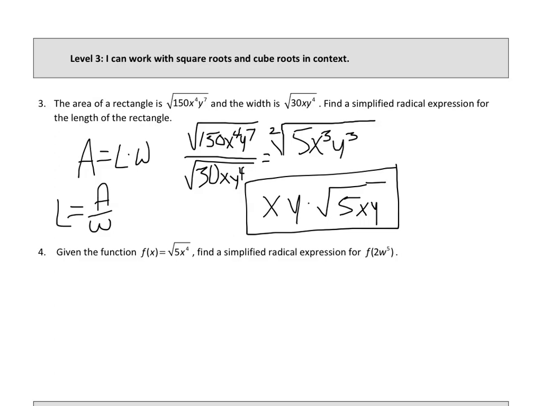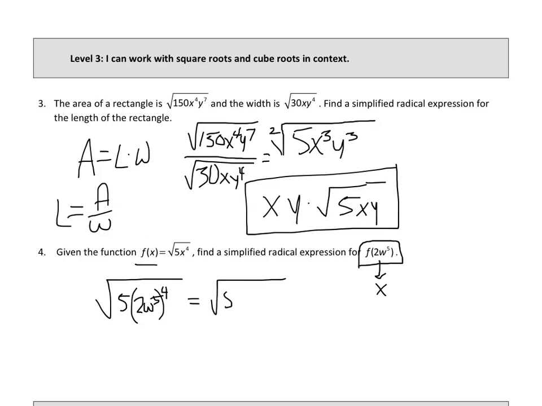Okay, so now the next one is a little bit different. It has to do with function notation. Keep in mind that when you see this over here, f of 2w to the 5th, that really means 2w to the 5th is going in for x in the f function. So really when we have the square root of 5x to the 4th, it's really 5 times 2w to the 5th to the 4th power.